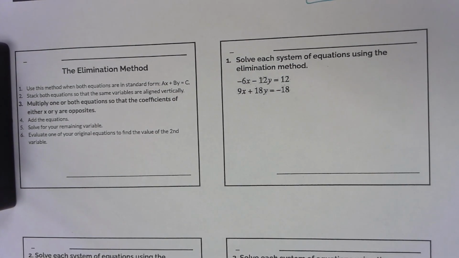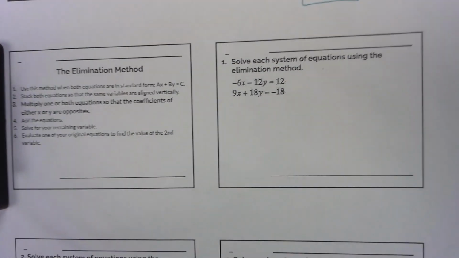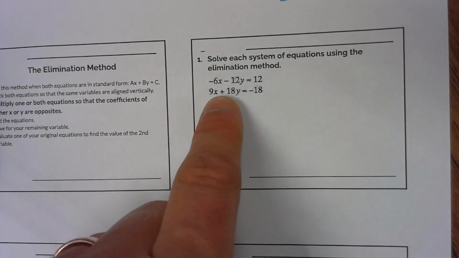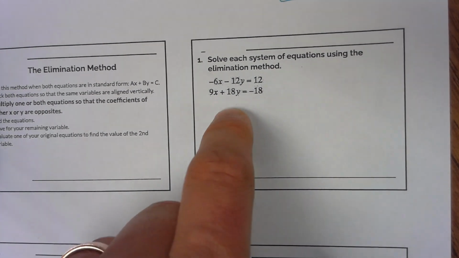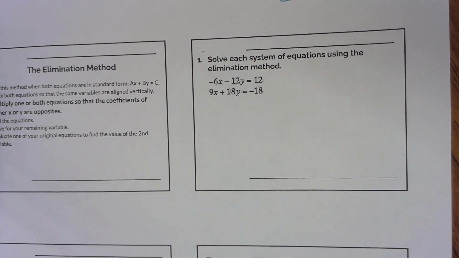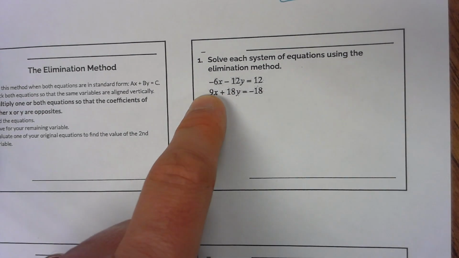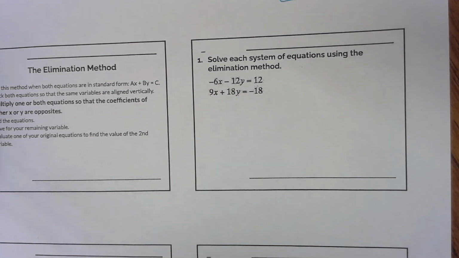So now, with equation 1 here, I'm looking at the equation as is, and I can't add anything together and have one of the variables eliminate. Negative 6x, 9x won't eliminate. Negative 12y, 18y won't eliminate. I'm also recognizing that I can't multiply 6 by any whole number to get 9. I can't multiply 12 by any whole number to get 18. So this is probably a system where I need to multiply both equations.